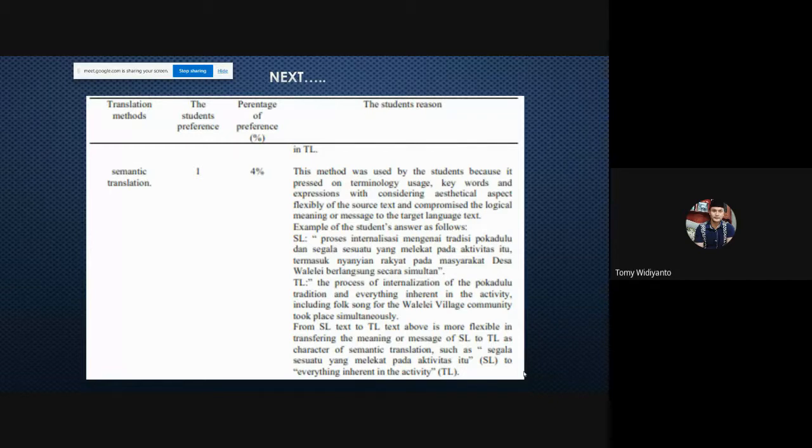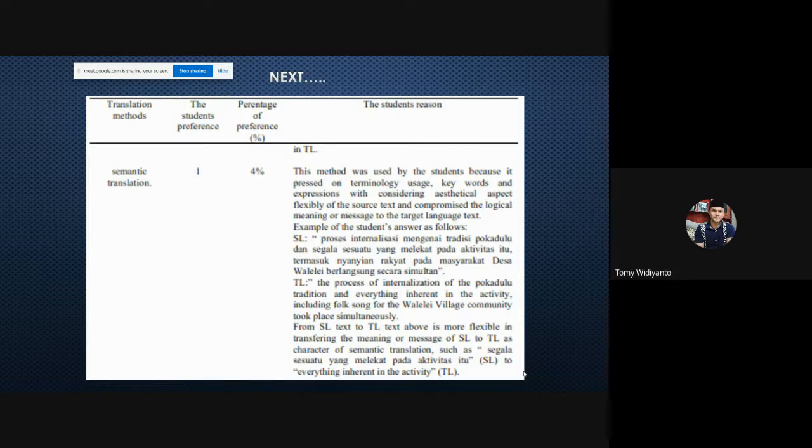Okay, about the semantic translation. There is only one student who translated using the method of semantic translation, which emphasizes the source language. The reason is that this method was used by the students because it pressed on terminology usage, keywords, and expression, while considering the aesthetic aspect, flexible to the source text and compromising the logical meaning or message to the target language text.